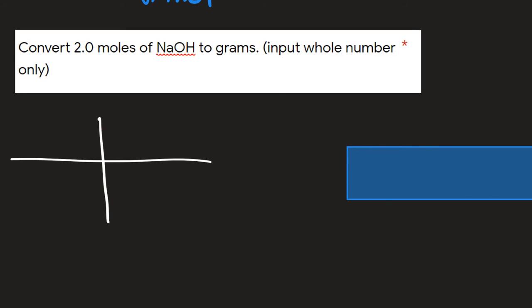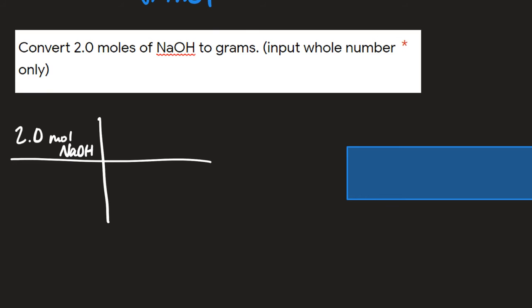Next up, now we have converting 2 moles of NaOH to grams. So again, using our T-chart, write whatever you're given on top, 2 moles of NaOH. Again, on the bottom, we just copy whatever is on the top left corner, copy those units, moles of NaOH, and put it down here on the bottom.